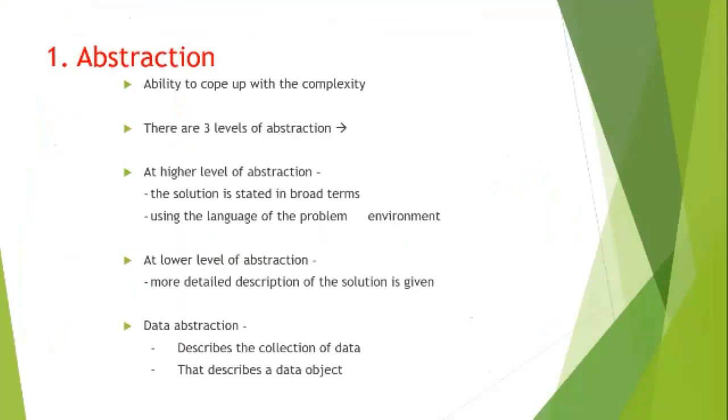First one is abstraction, the ability to cope up with complexity. There are three levels of abstraction. At a higher level of abstraction, the solution is stated in broad terms using the language of the problem environment, while at a lower level of abstraction, a more detailed description of the solution is given. Data abstraction describes the collection of data that describes a data object.